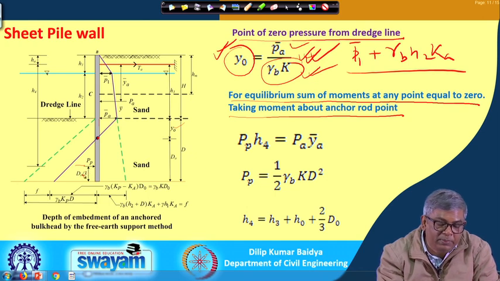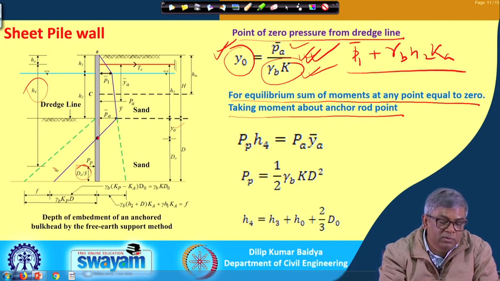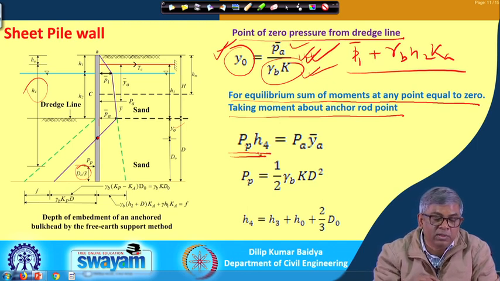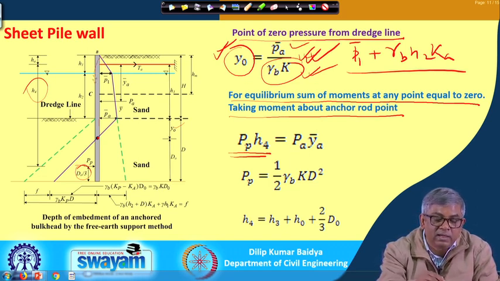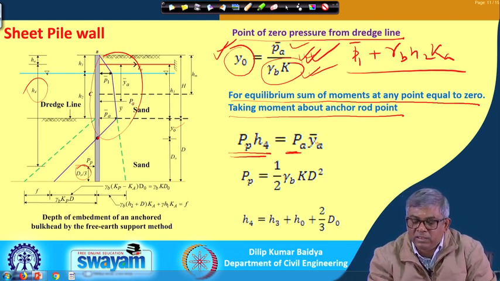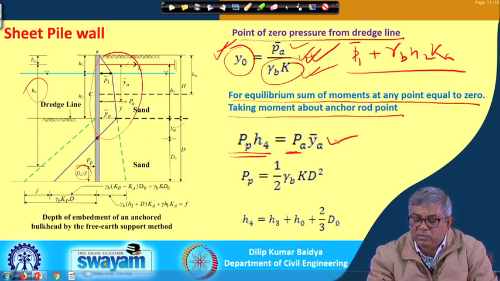So, then Pp, that little Pp, is acting at d naught by 3 from the base. If I want to take the anchor rod, and if I know this distance, I can find out H 4 also. All dimensions are known, so from here I can find out the distance up to the anchor rod. So, Pp multiplied by H 4 gives moment in this direction, and P A, the entire diagram, acting here, gives the counter moment in the other direction. That means they must be equal. So, P A multiplied by Y A bar, where Y A bar is the distance from the anchor rod to the point of application of P A. That is to be equated.